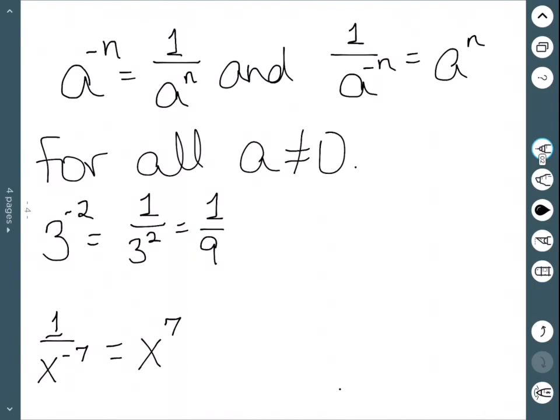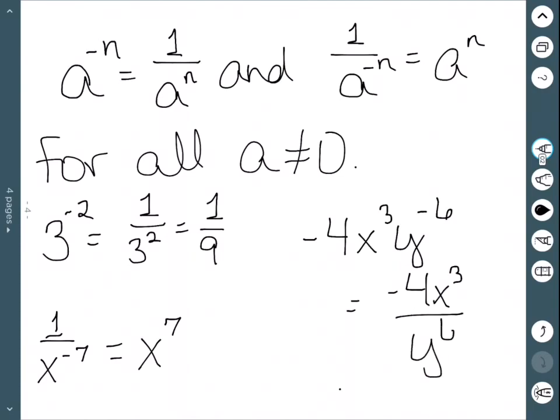A slightly more complicated example: negative 4 x cubed y to the negative 6. This is the same thing as negative 4x cubed over y to the 6th. The negative 4 and the x both have positive exponents, so they're going to stay in the numerator, whereas the y will move to the denominator to account for the negative exponent.